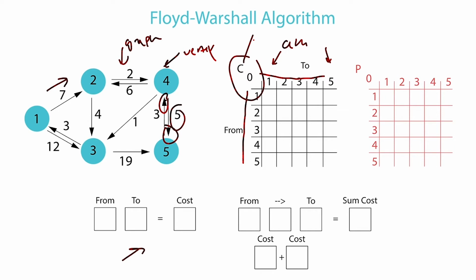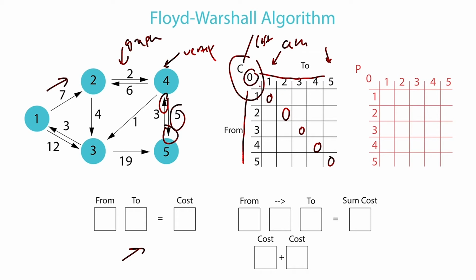C because you can think of this as a cost. For example, it costs $0 to go from city 1 to city 1 because you're there already. Same thing with city 2 to city 2, city 3 to 3, 4 to 4, and 5 to 5. So that's a cost you can think of. That's why we named this adjacency matrix C.